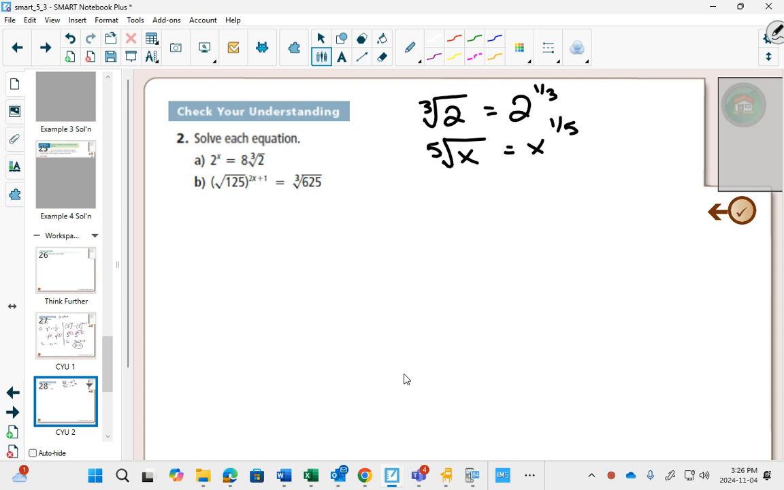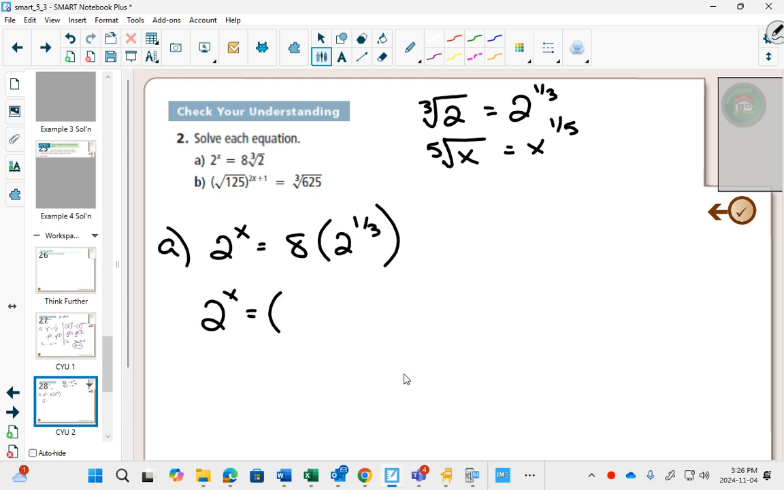So here, if I do that first, I'm going to take my time. I have 2 to the x equals 8, and I'm going to change this cube root to 2 to the 1/3. Now looking at my numbers, are these numbers all in the same column of one of your powers chart? Yes, you can change the 8 to 2 cubed.